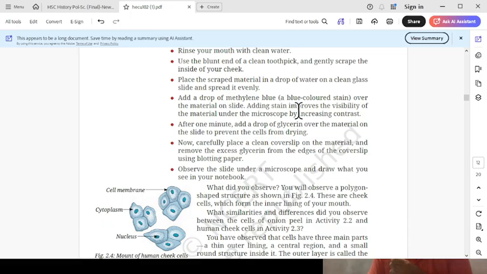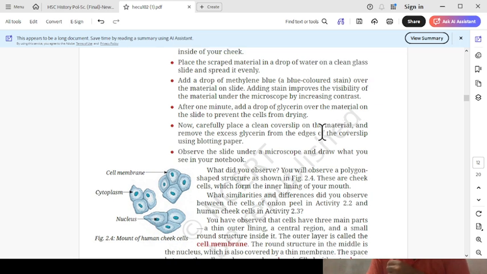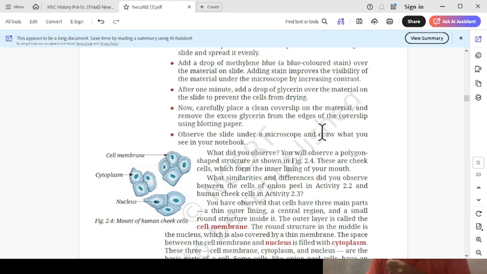Place the scrubbed material in a drop of water on a clean glass slide and spread it evenly. And add a drop of methylene blue over the material on the slide. Adding stain improves the visibility of the material under the microscope by increasing contrast. After 1 minute, add a drop of glycerin over the material on the slide to prevent cells from drying.